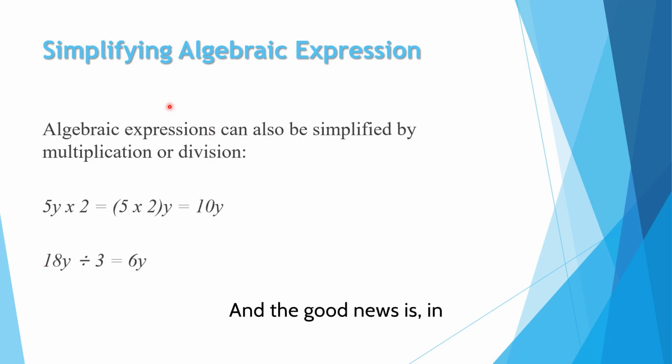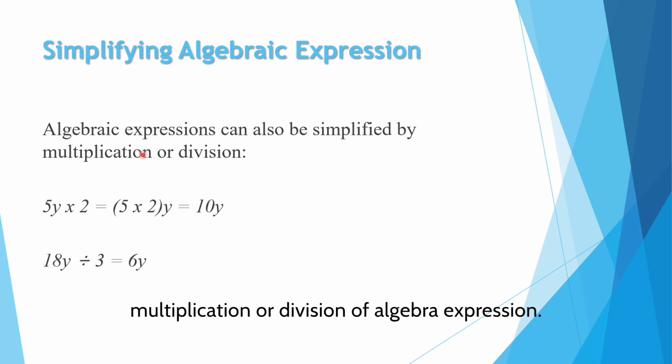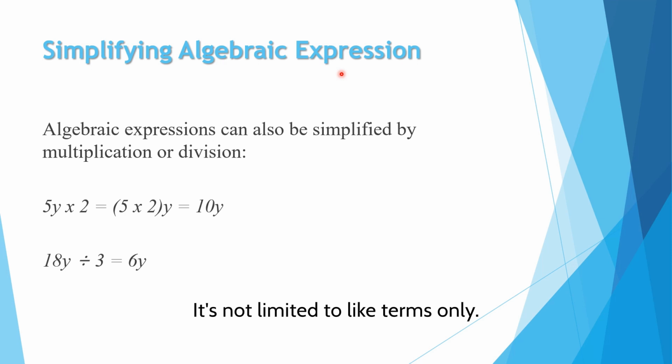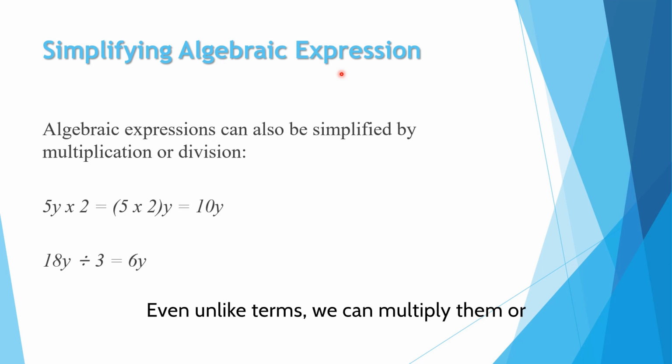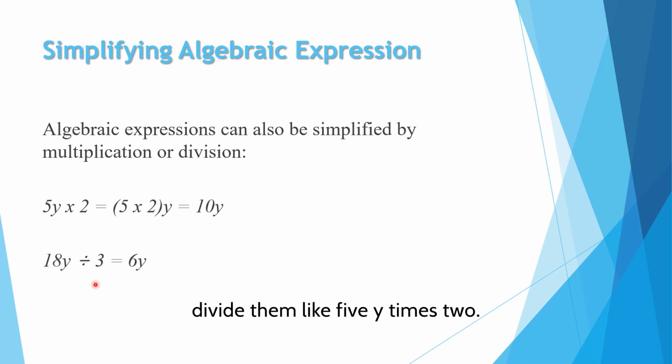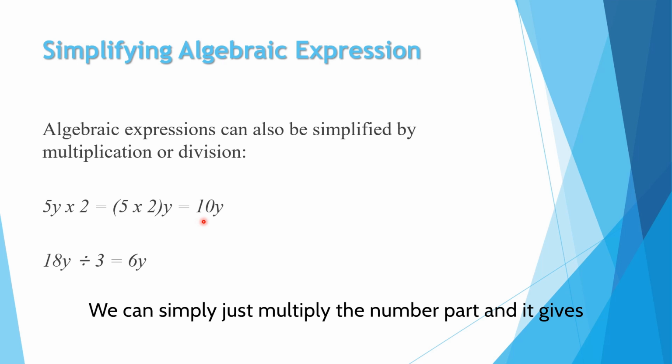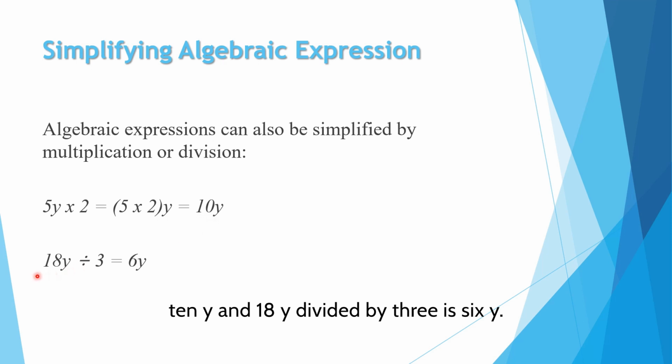And the good news is, in multiplication or division of algebraic expressions, it is not limited to like terms only. Even unlike terms, we can multiply them or divide them. Like 5y times 2, we can simply just multiply the number parts, and it gives 10y. And 18y divided by 3 is 6y. So it's very simple.